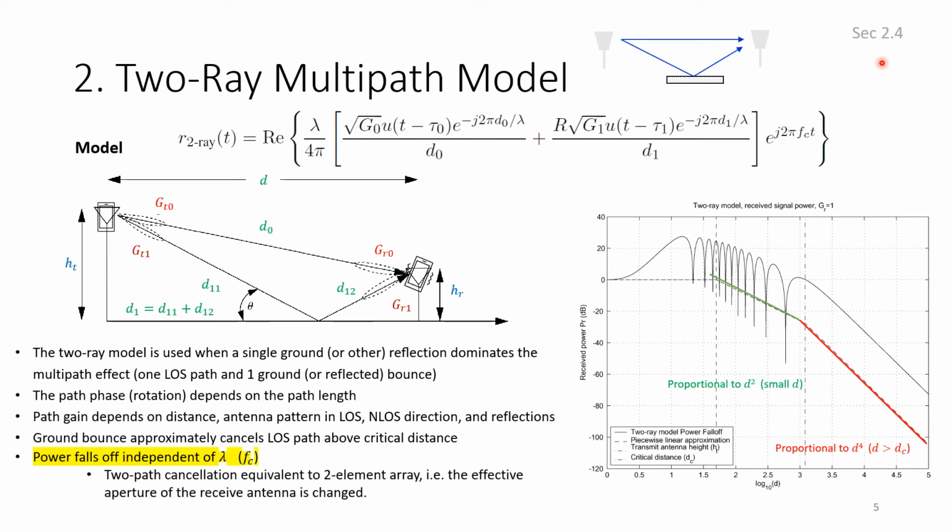Now if you look at this equation, you'll find that the power fold is independent of lambda. Although lambda is shown here explicitly, if you consider lambda inside these two expressions, you'll find that the two-path cancellation is equivalent to a two-element array, as if you are receiving two paths or receiving by two antennas. It's one way of thinking or another. So the two-path cancellation is equivalent to a two-antenna element array; the effect of the aperture of the receive antenna is changed. As you have two antennas or two paths, you can equate the two.